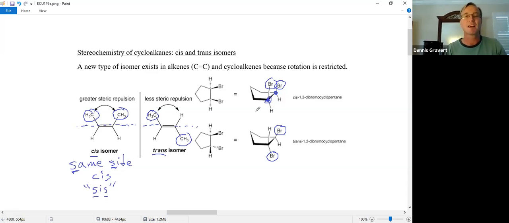And we're going to use this same label over here when we name our molecules. I don't know if you can see that. Let's see if I can increase the magnification a little bit.